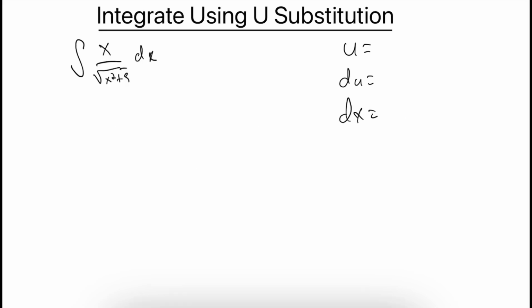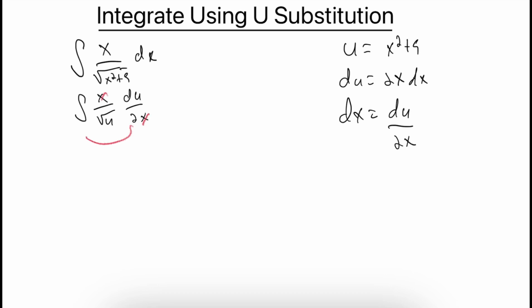So now we'll take the integral of x divided by square root of x squared plus 9 dx. So for our u, we're going to choose x squared plus 9. Take the derivative of that. We have 2x dx. To get dx by itself, we have du divided by 2x. Now we'll sub these back in. We have the integral of x over square root of u du over 2x.